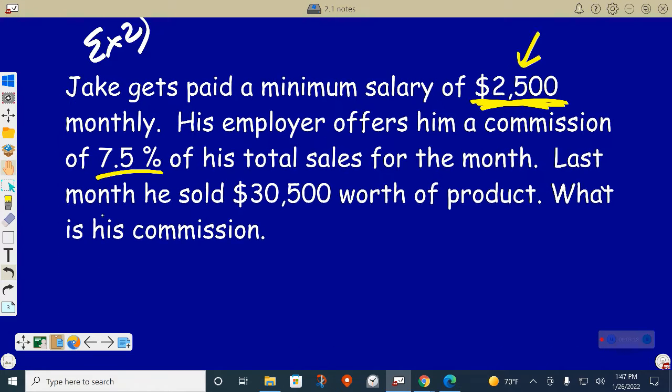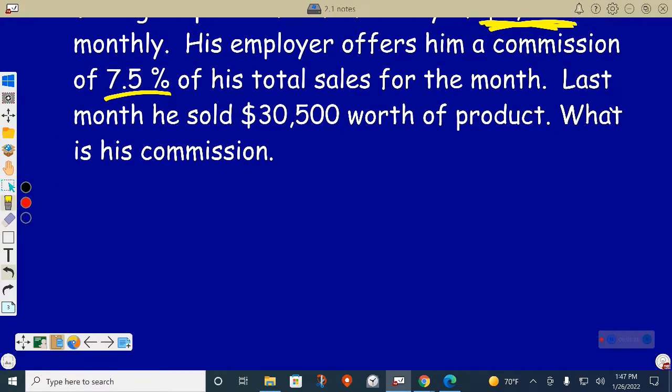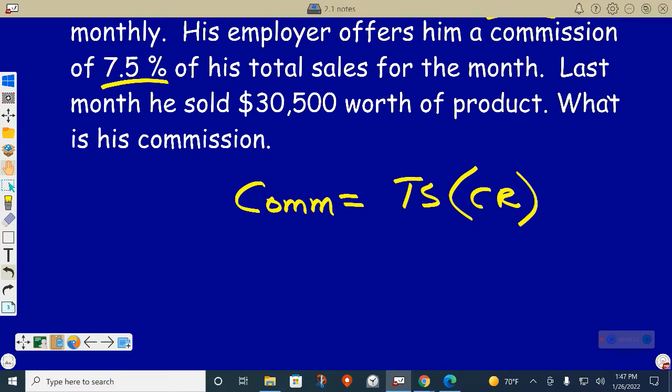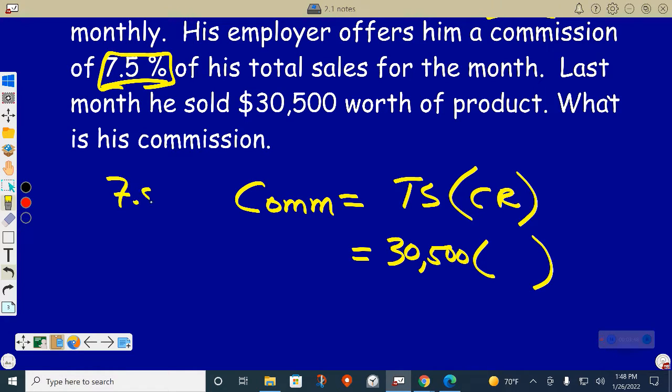Now yesterday's formula was commission equals total sales, I'll abbreviate right now, times the commission rate as a decimal. Remember that. So here we go. Let's first find his commission. His commission is going to be, total sales was $30,500. The commission rate is 7.5%, but remember, 7.5%, move that decimal over twice to make it a pure decimal, so 0.075.